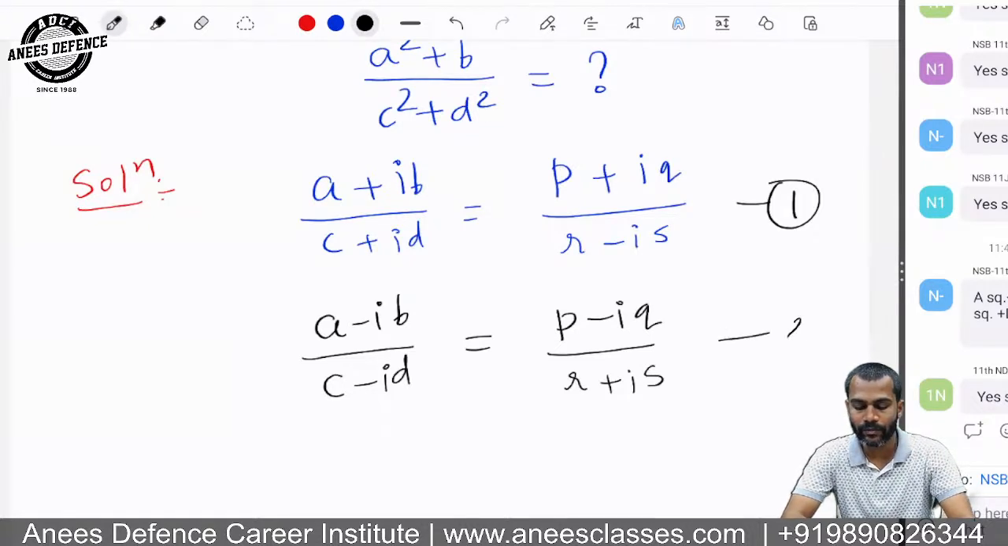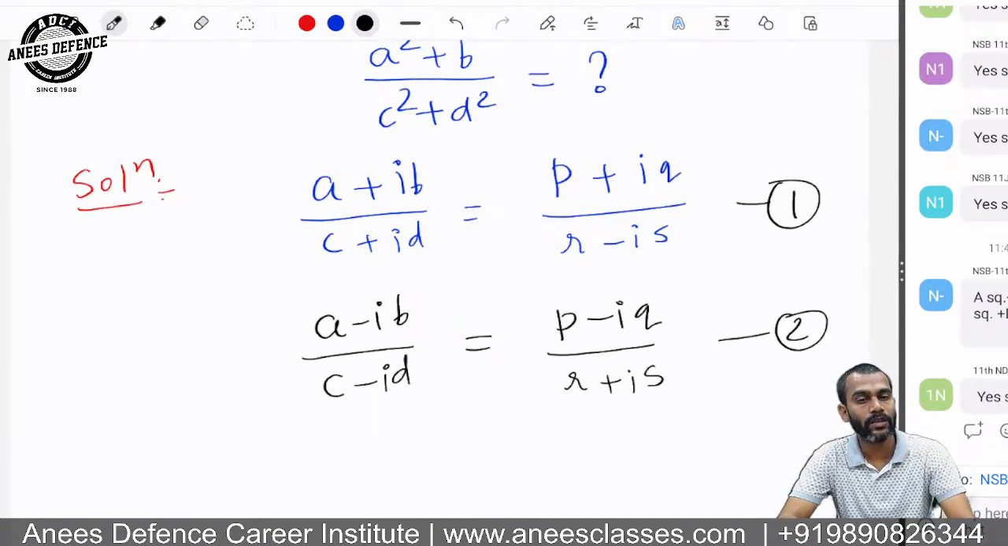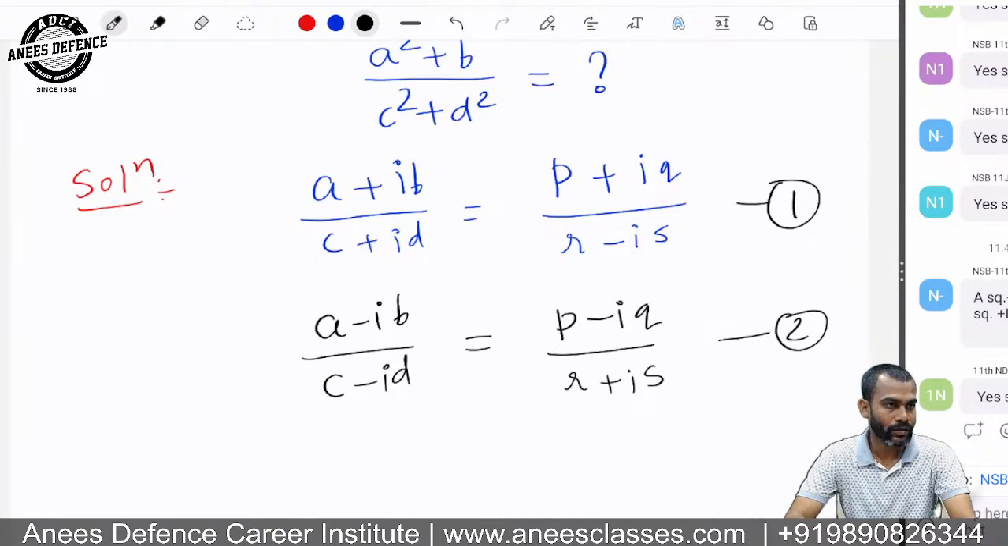This is equation number 2. Minus becomes plus and plus becomes minus. We have to change the sign of... sorry, iota q का sign change करेंगे ना. Only the imaginary part. Yes or no? Okay.